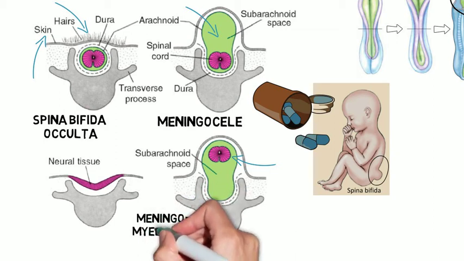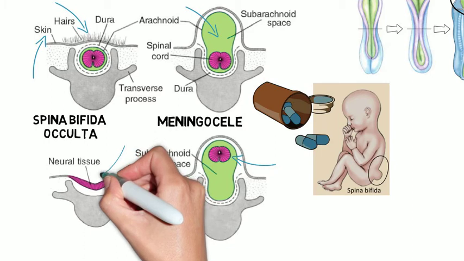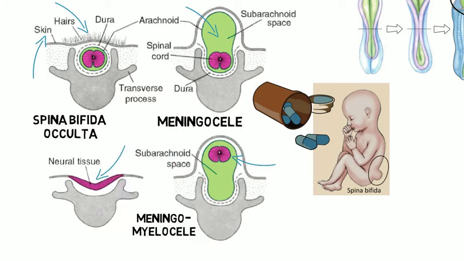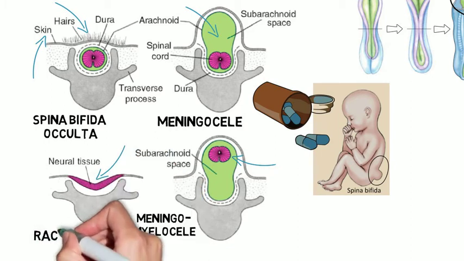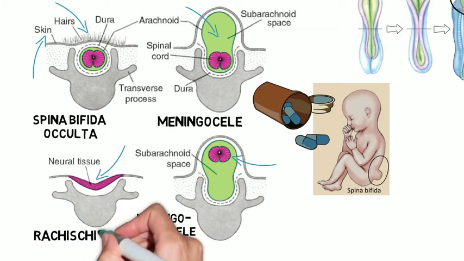If the neural tube does not fold and remains exposed, it is called rachischisis, and the neural tissue is likely to become necrotic. This represents the most severe subtype of spina bifida.